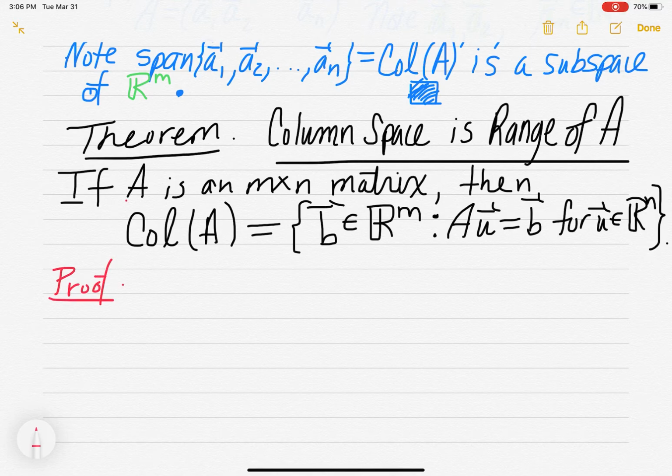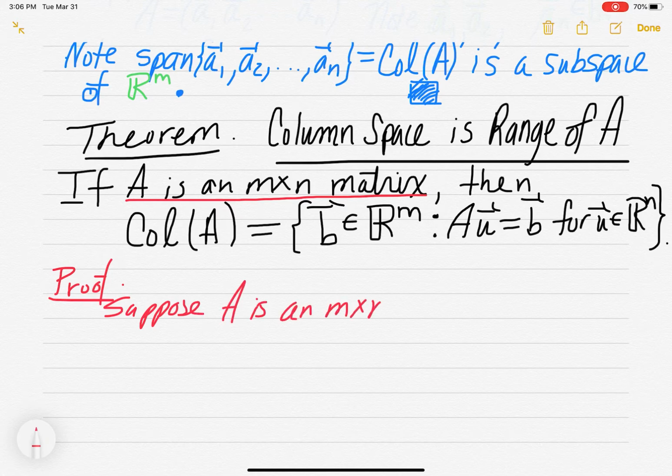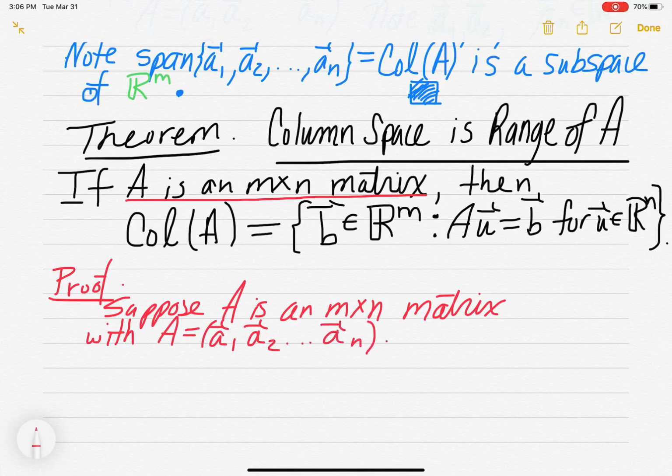So here we're going to suppose A is an m by n matrix with A having n columns. So let's say A consists of A1, that's the first column, A2, that's the second column, AN, that's the last column, right? We have n columns, and each column is going to have m entries going down.